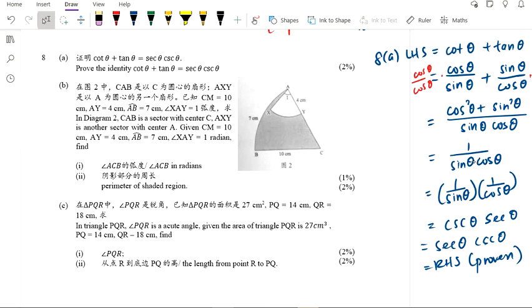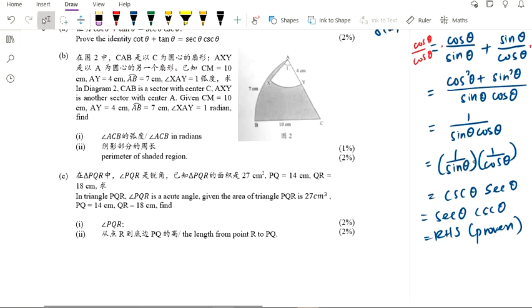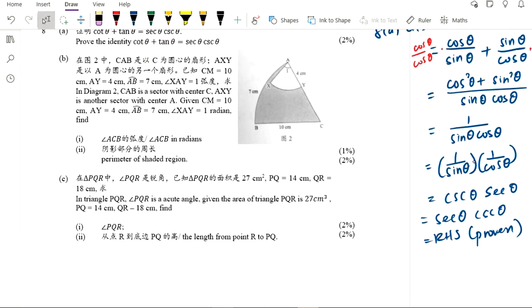Okay, at B. CAB is a sector with center C. Okay, center C. AXY is another sector with center A. CM is CM.